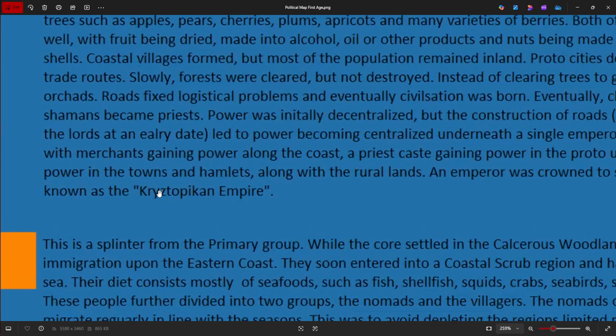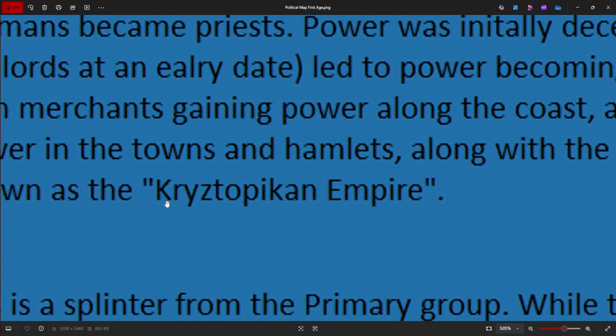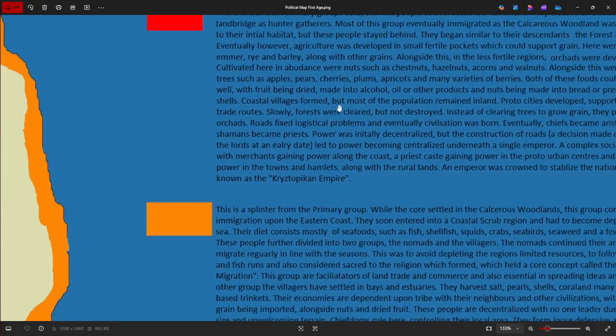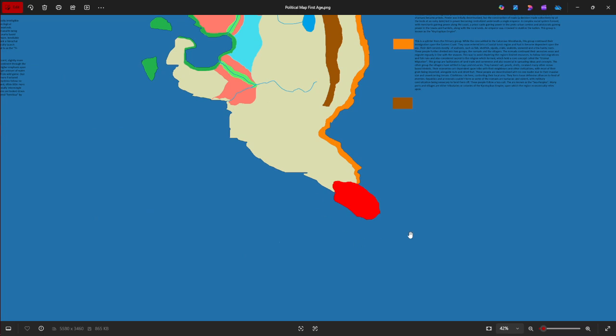Yeah. And this is the Kirstokopican Empire. I can't even pronounce my own empires. Oh my gosh. And they settled down here. And they are pretty powerful, but also a very ancient civilization.